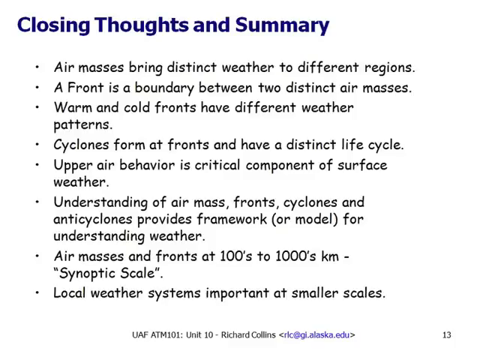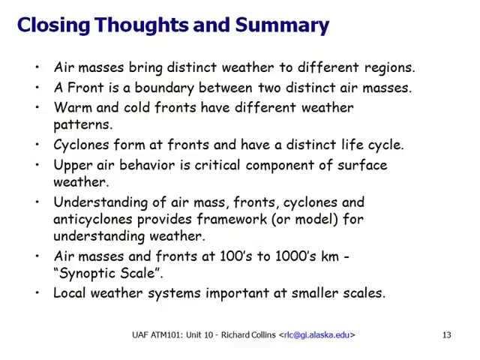So closing thoughts and summary. Air masses bring distinct weather to different regions. The Arctic air mass brings cold, clear weather. The air masses of the Gulf bring warm, humid weather. A front is a boundary between two distinct air masses. Air masses are defined by their densities, and so when they come together at a front, they don't just mix into each other, they have a distinct boundary, a front, with distinct weather.